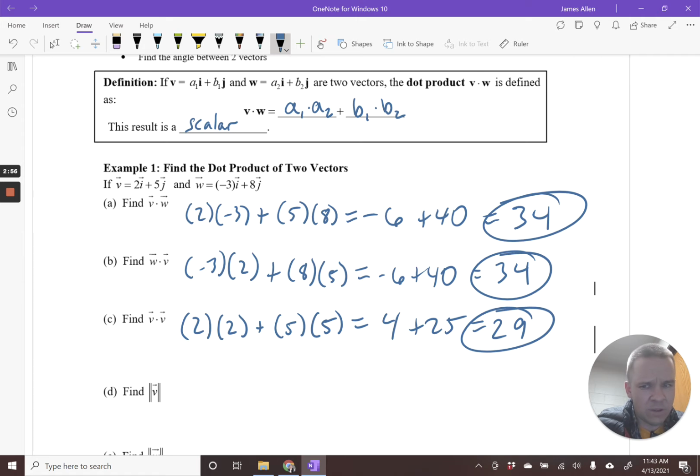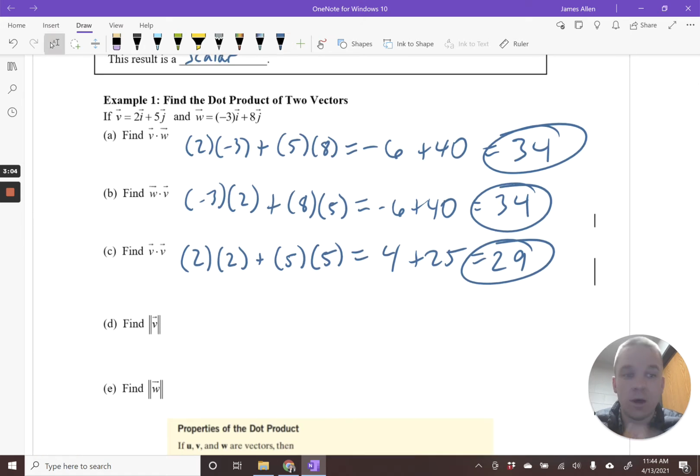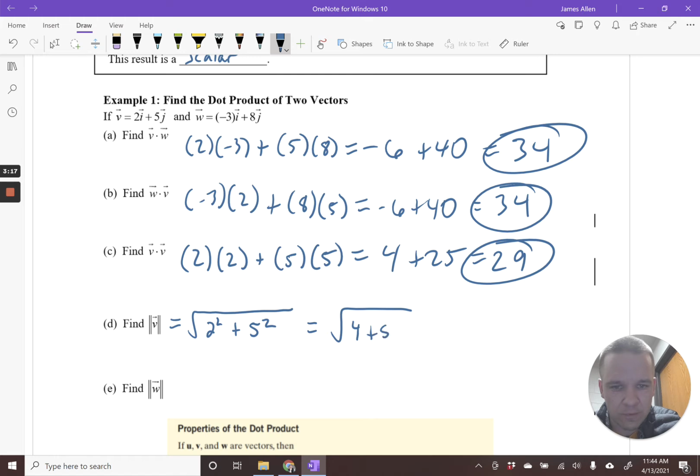Okay, a little review now. Let's find our magnitude. What's the magnitude of v? I wonder why we're doing the magnitude again. That seems a little strange, doesn't it? Oh, I do know. All right, so I'd have the square root of 2 squared plus 5 squared. That gives me the square root of 4 plus 25, which equals the square root of 29. That's interesting. 29 and root 29, perhaps a property. We'll see.